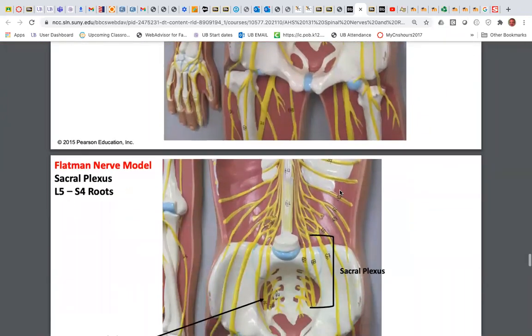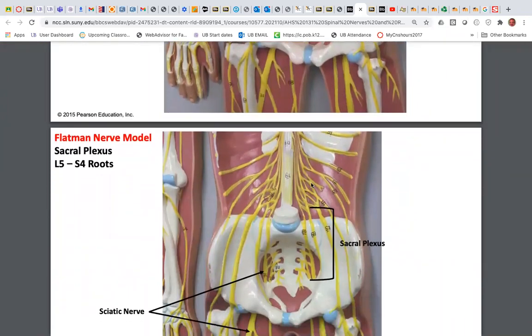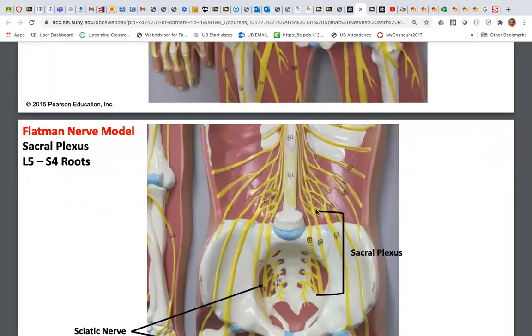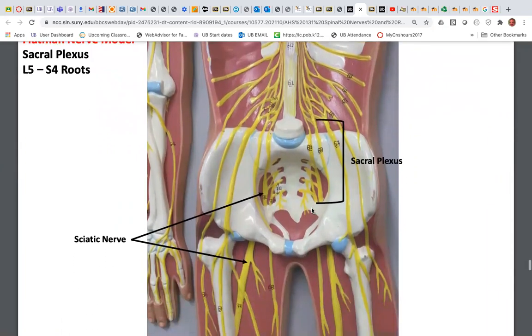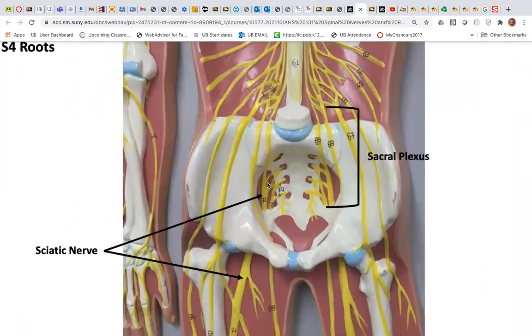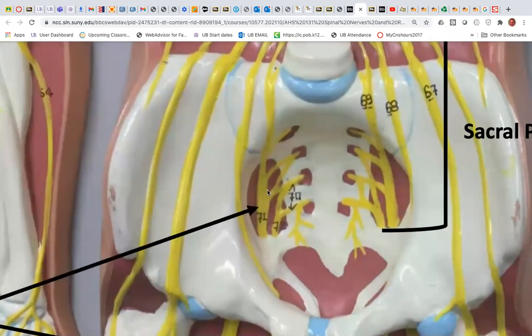When we go a little bit lower, now we see another plexus here. This is the sacral plexus. And the sacral plexus has a really important nerve. It looks like it's 71 right here.